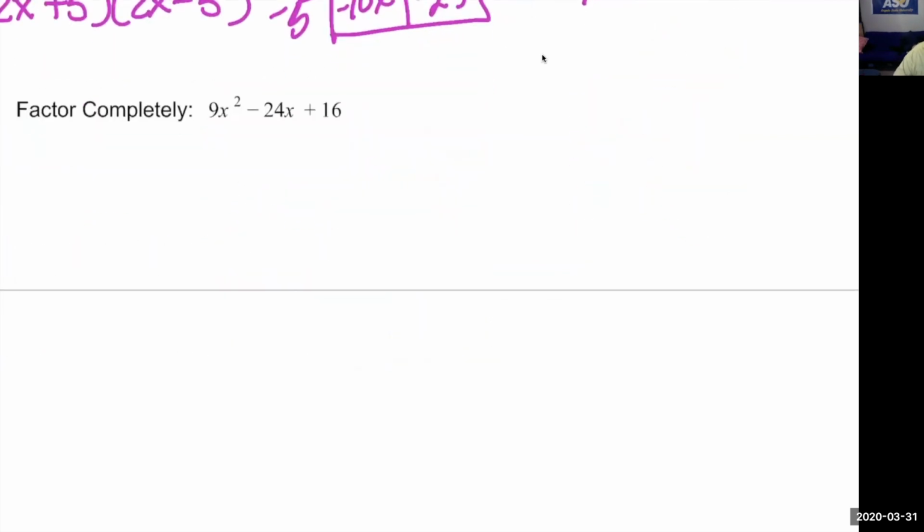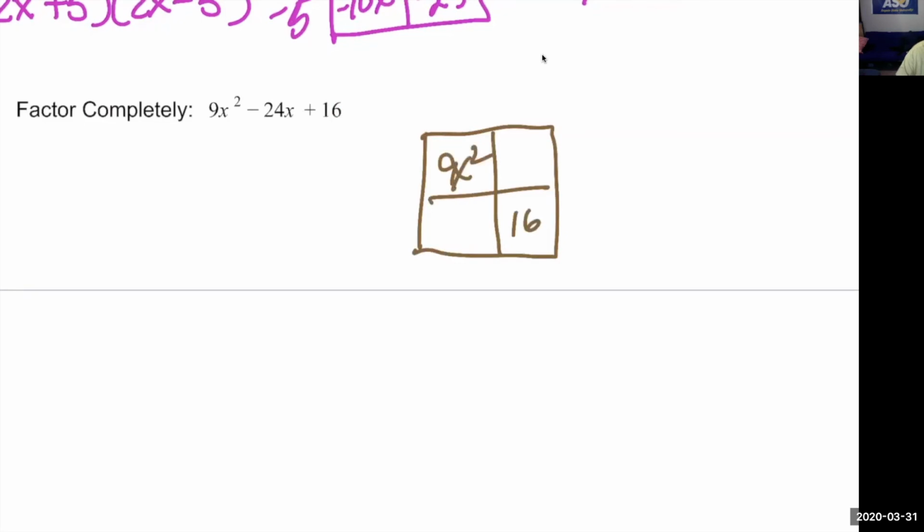The last one, again, 9x squared, 24x, and 16, no GCF. So make your box. 9x squared, 16. 9 and 16 is 144. So now you've got to come up with a combination of factors of 144 that add up to 24. So 144 is 1 and 144, 2 and 72, 3 and 48, 4 and 36. None of those work yet.